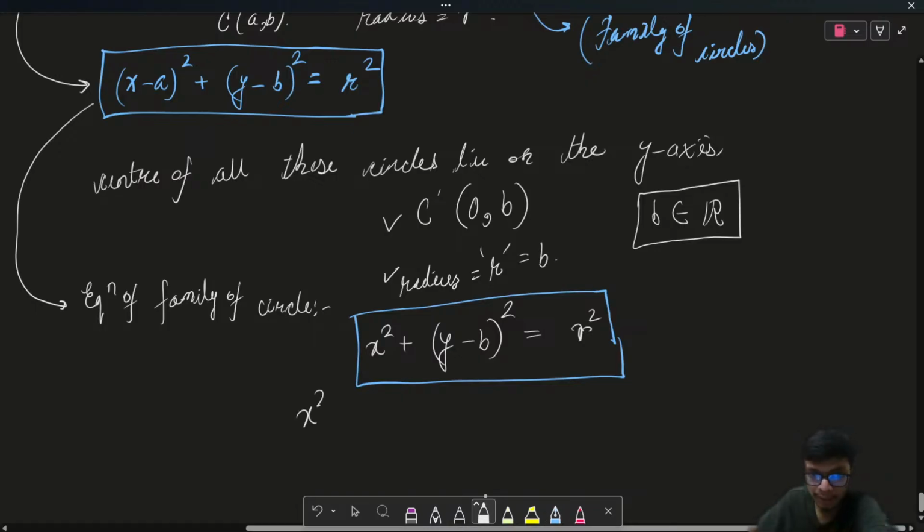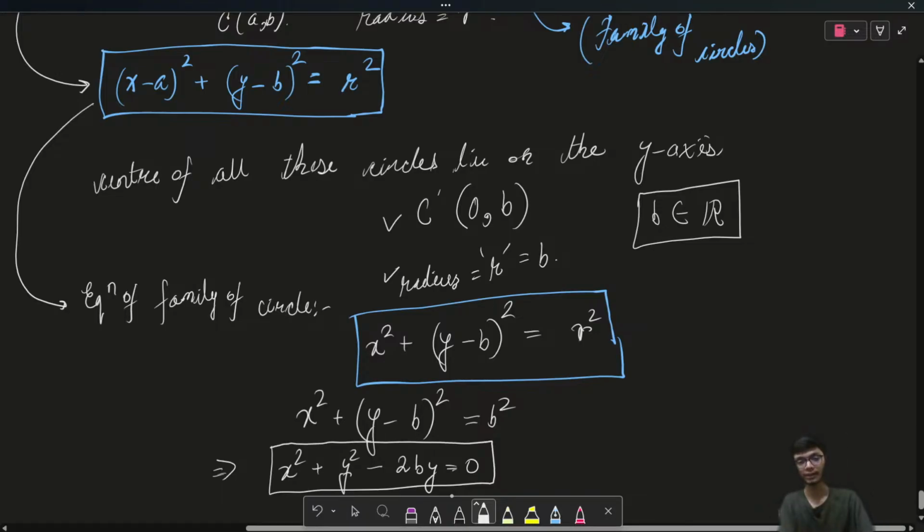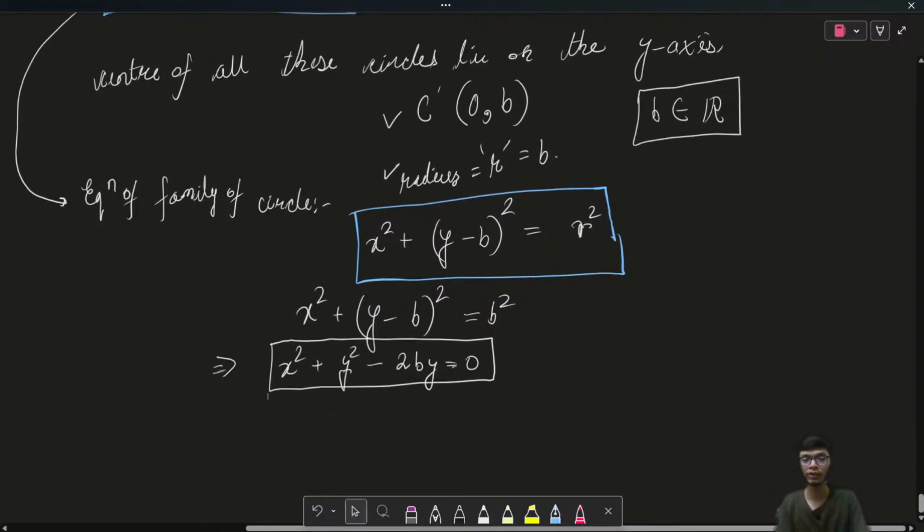Therefore, my equation of the circle will be modified as x square plus y minus b whole square is equal to b square. I can simplify this equation to x square plus y square minus 2by is equal to 0. I hope this is correct. So this is our final equation of the family of circles. What we try to understand from here is that this is the general equation of the family of curves.